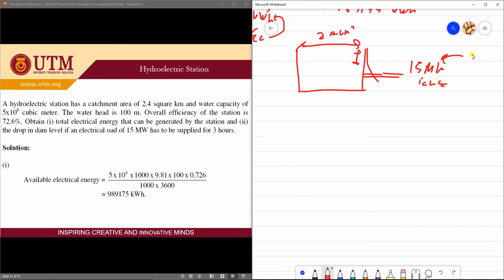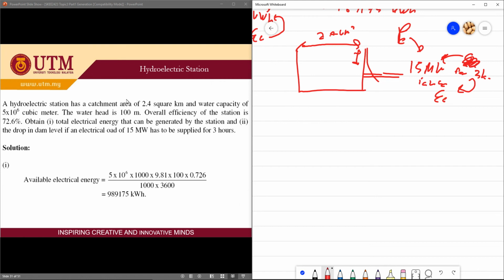Megawatt is power, not E. This is electrical power P, and it is for 3 hours. So you have to convert this into energy E.